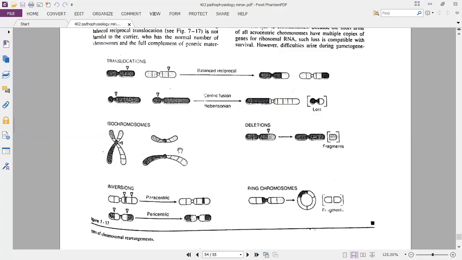This diagram here shows you how a chromosome ends up forming deletions and isochromosomes, how ring chromosomes form, and how inversions can occur. Inversion can be paracentric or pericentric. Para and peri just show you away from the center or towards the center. And that pretty much is it. That's it for genetic abnormalities. Thank you so much.